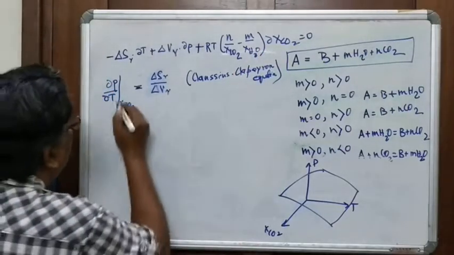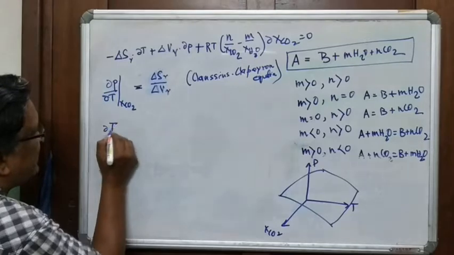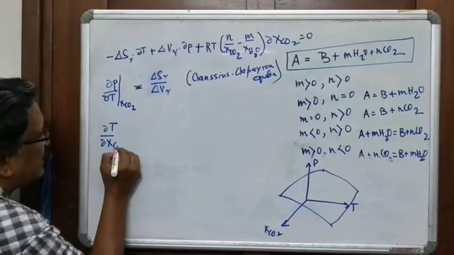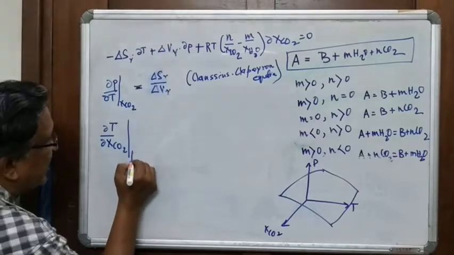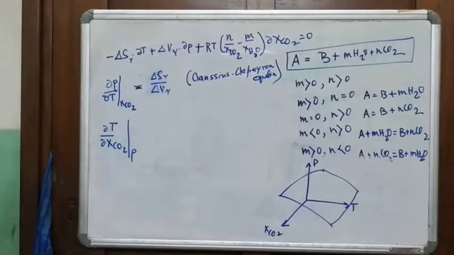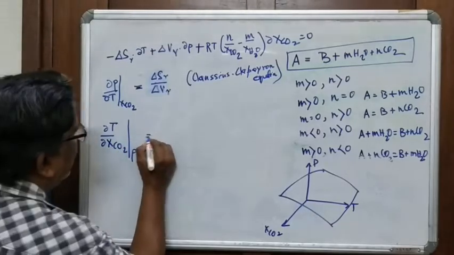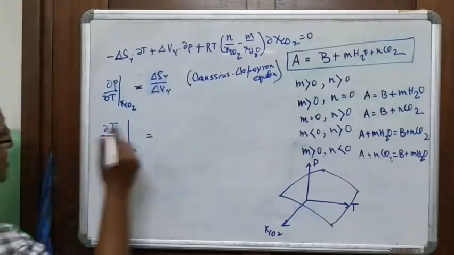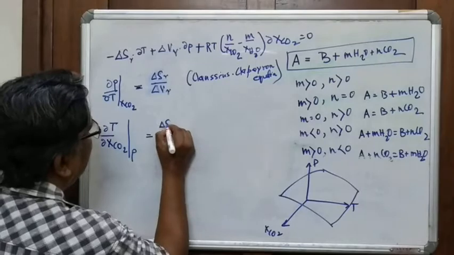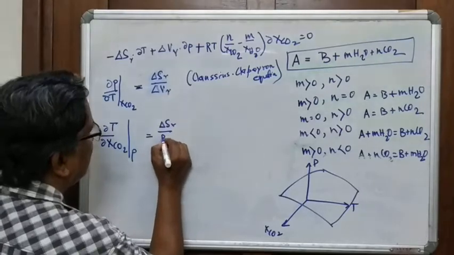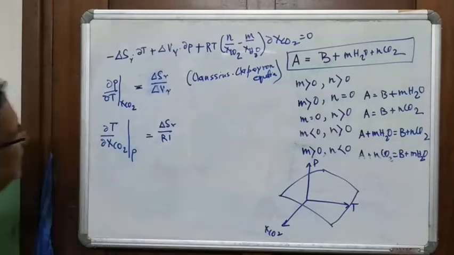Now you can also find out del T by del XCO2 at constant P. Now you see what happens at constant P: del P is equal to 0. So now what will this be? Del T by del XCO2 will be delta SR by RT. Let me see.